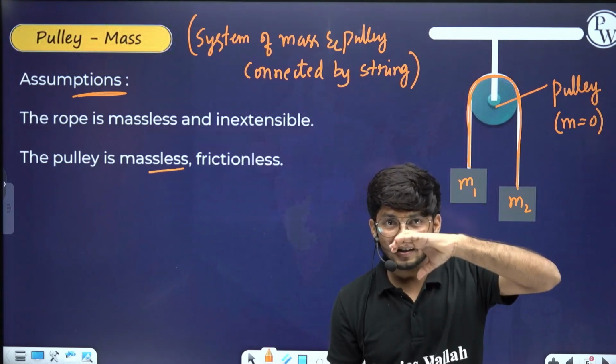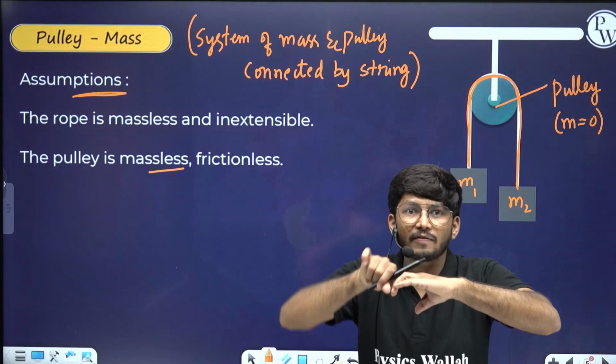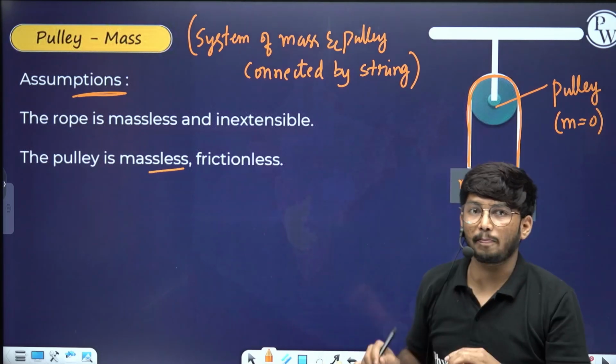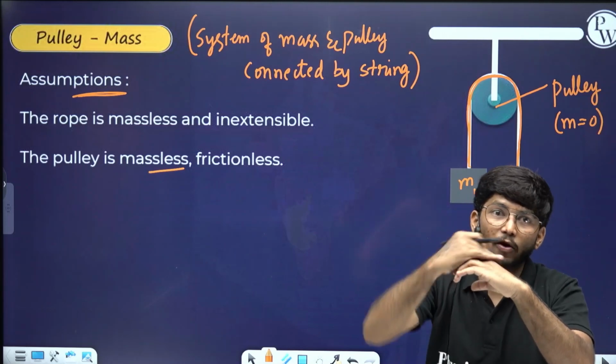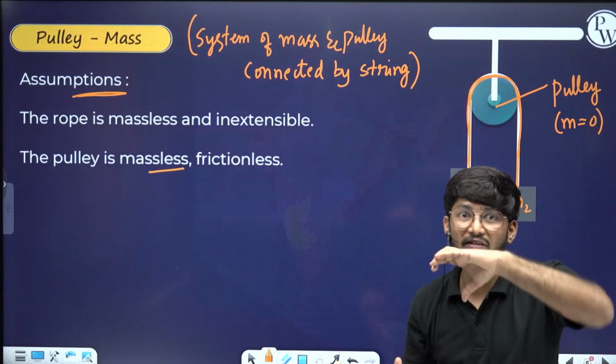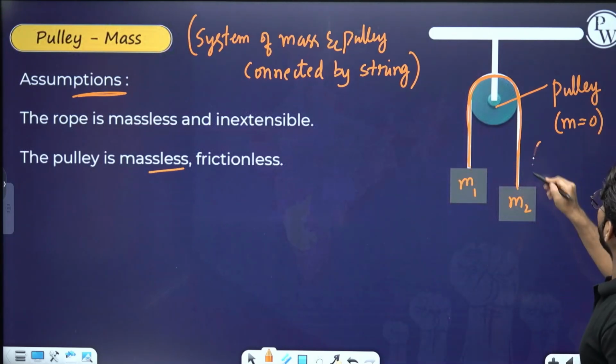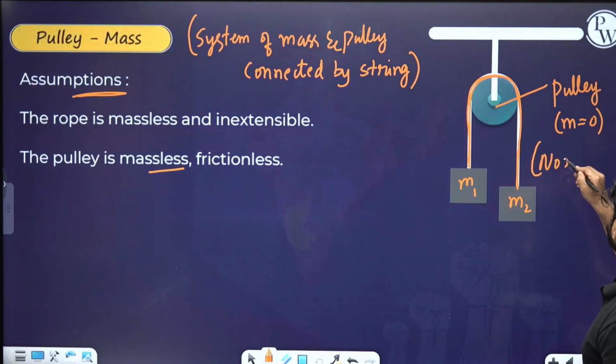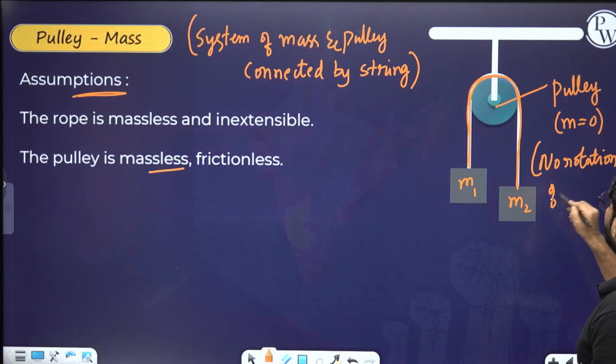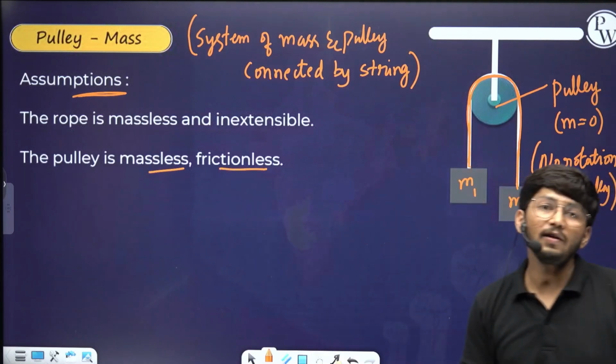The pulley is just there facilitating smooth movement of the rope. The rope is moving smoothly over the pulley, but the pulley itself is not rotating, which means rotation is not there. No rotation of the pulley.